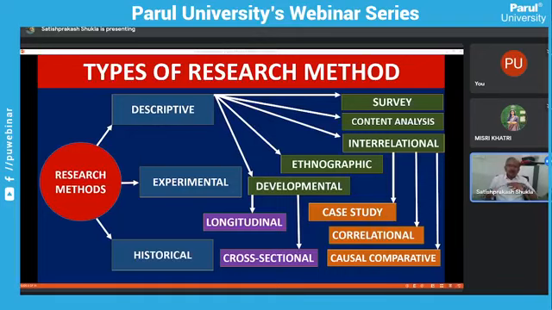Then the second one is the longitudinal research method. In the longitudinal developmental research method, the subjects of different age groups are not selected in the same time period and they are not studied in the same time period. Let us first understand that example. With the help of that example, we try to understand the longitudinal research method.